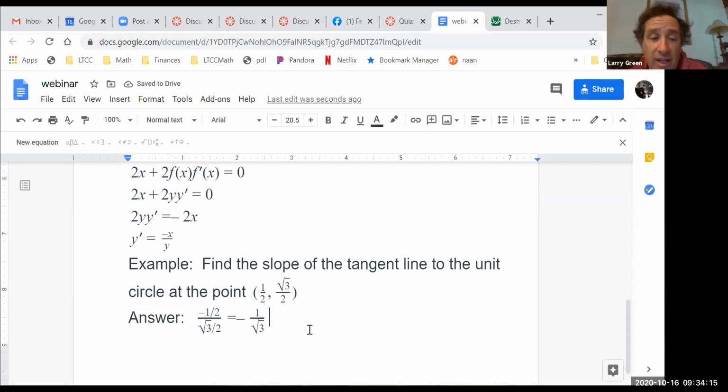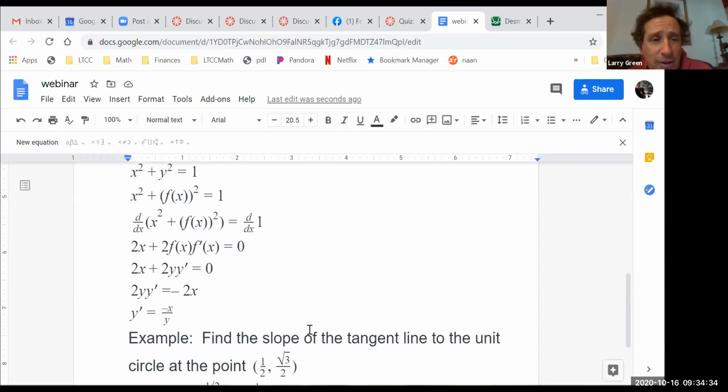Any questions at all on that? And do you see how easy that was? Whereas if we did it explicitly, this would be a lot more work. Just let you know that. But we have this beautiful formula, negative x over y, and you just plug in. Okay, I want to highlight a few things.